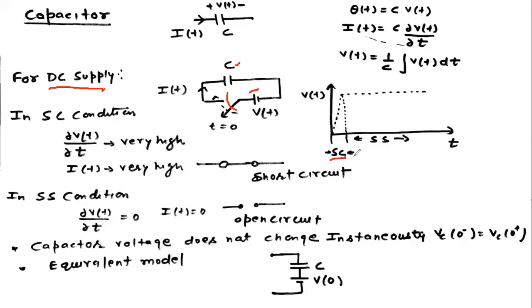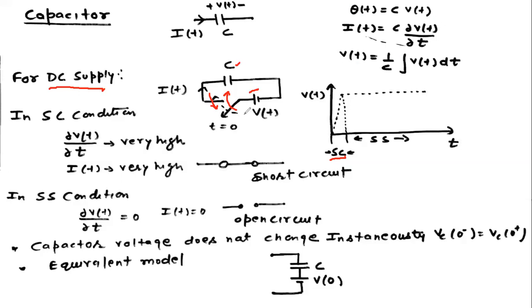Switching condition means when we are changing the condition of our circuit. So here, in switching, we are moving this switch from the off to the on condition. That is also a switching condition if we are moving the switch from the on to the off condition. Switching means we are changing the circuit condition. So now in this condition, the switch is closed at t equal to 0.